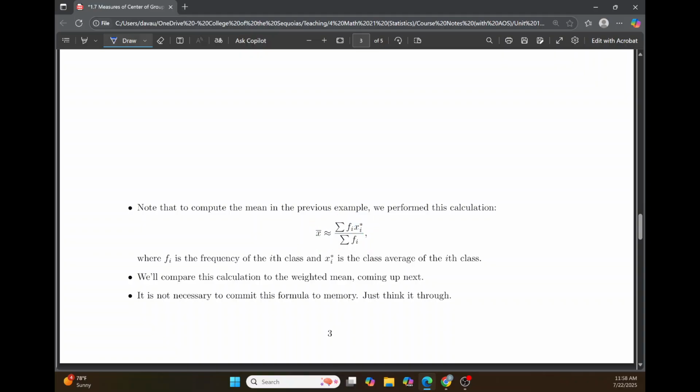The reason that I explain that to you and give you that formula is because this formula is exactly the same way that we would compute a weighted mean, which is a slightly different concept, but it turns out to be mathematically equivalent to finding the mean from grouped data. So let's talk about the weighted mean.